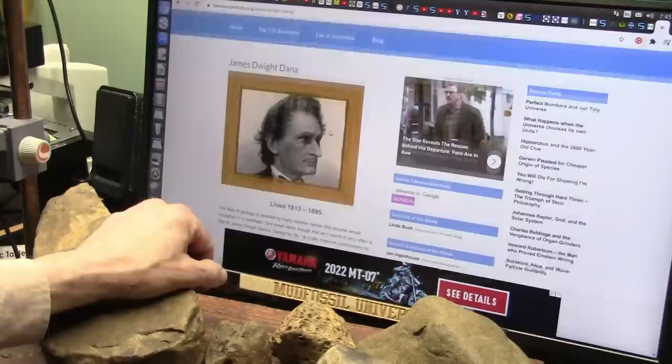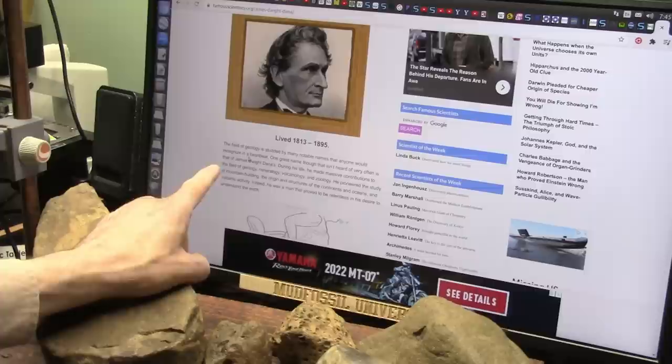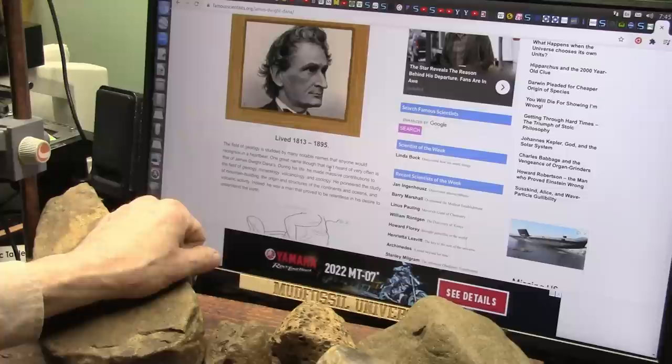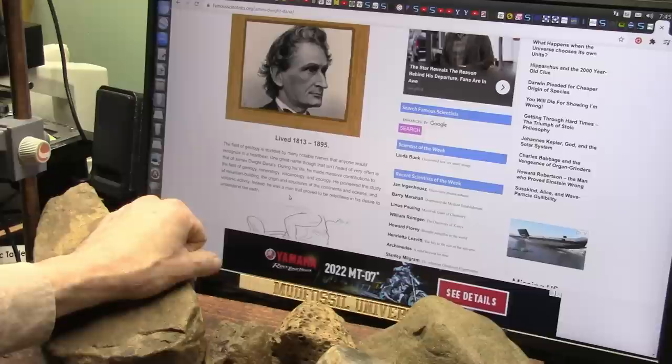Now, here's what they have to say about him. He lived from 1813 to 1895. The field of geology is studded by many notable names that anyone would recognize in a heartbeat. One great name, though, that isn't heard of very often is that of James Dwight Dana. During his life, he made massive contributions to the field of geology, mineralogy, volcanology, zoology. He pioneered the study of mountain building, the origin and structure of the continents, oceans, volcanic activity. Indeed, he was a man that proved to be relentless in his desire to understand the earth.